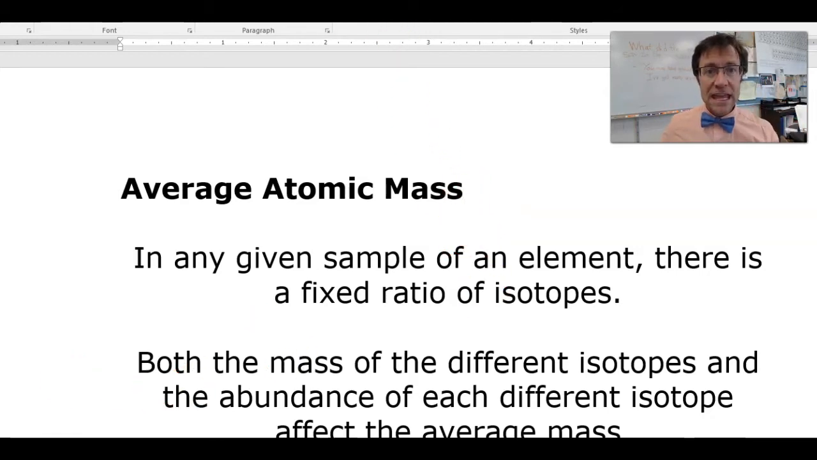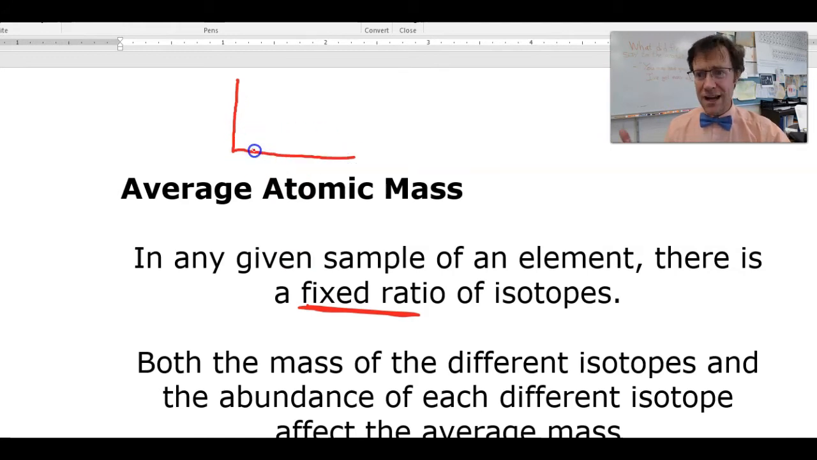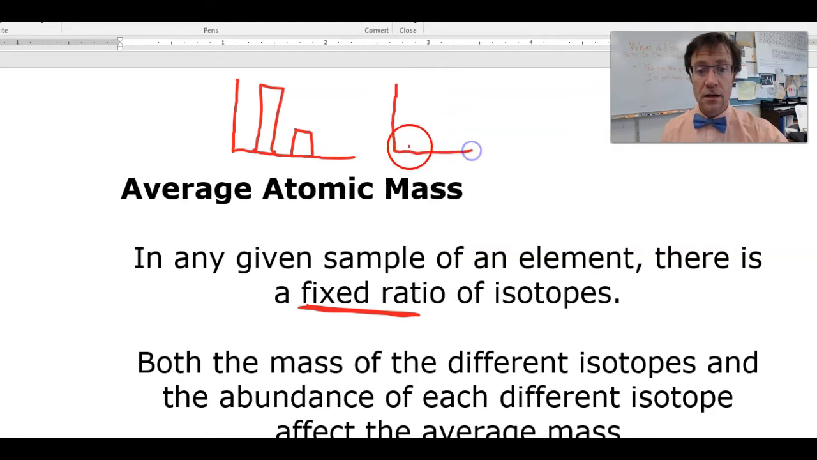So here's the deal. In any sample of an element, there is a fixed ratio of isotopes. And when I say fixed ratio, I mean it's the same no matter what. So if we go to Istanbul and we dig up iron, we'll find, I'm making this up, 2 isotopes, this much of one, this much of the other. Now let's go to County Cork in Ireland, and we dig up iron, and we find the same 2 isotopes of iron, this much of isotope A and this much of isotope B.